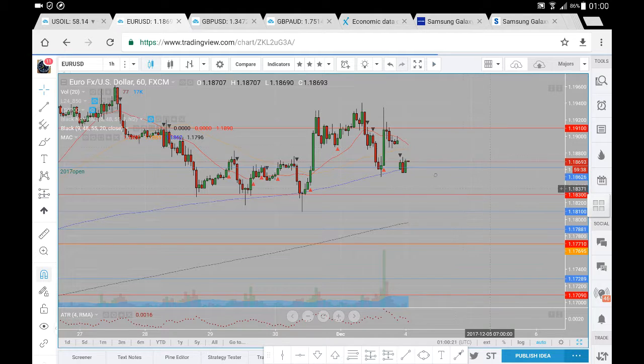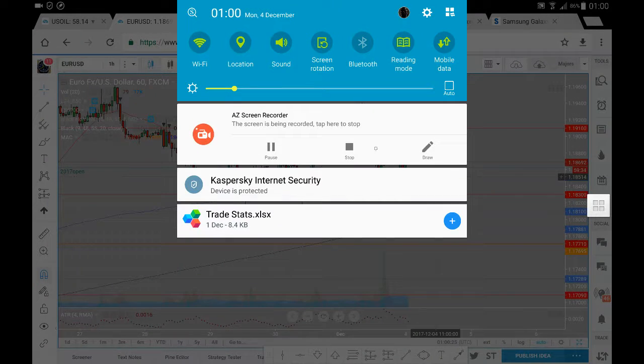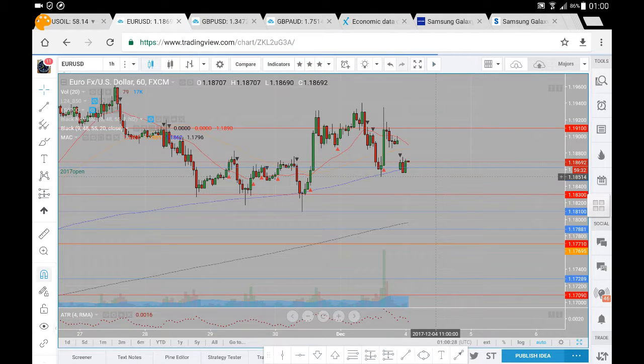We did come down into 1862, an area that we did see some resistance in the past. Let's clear this chart a bit more. We did see some resistance in the past in around this 1862. We have seemed to find support now on Sunday here.